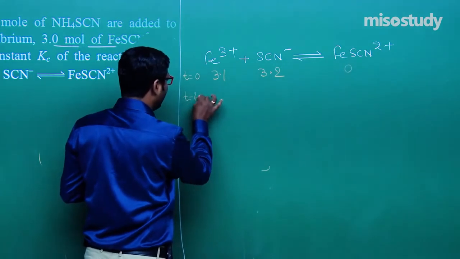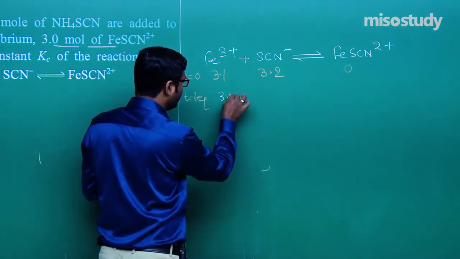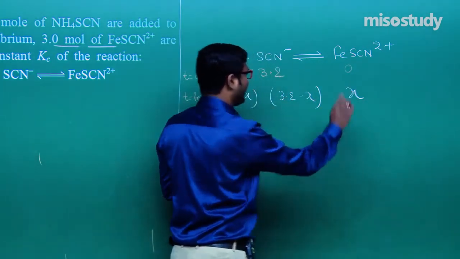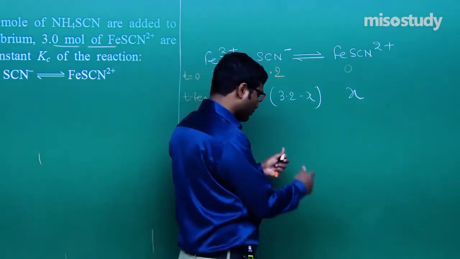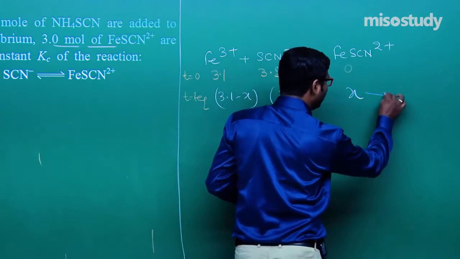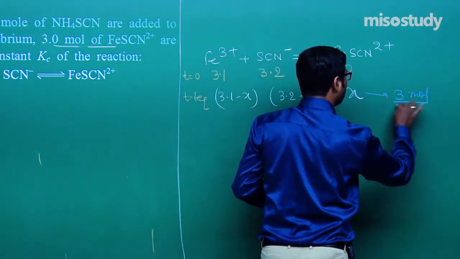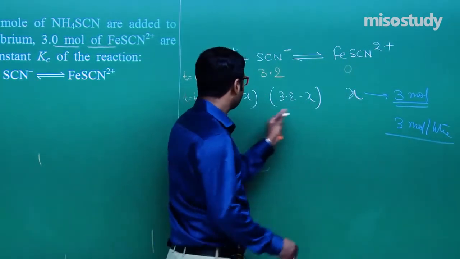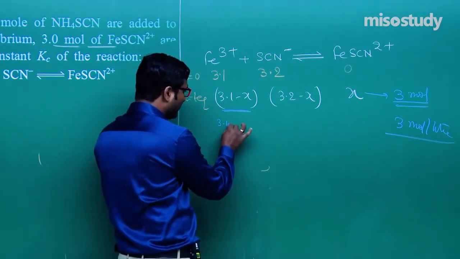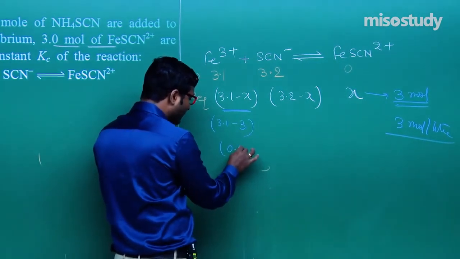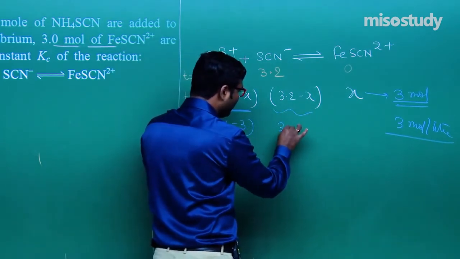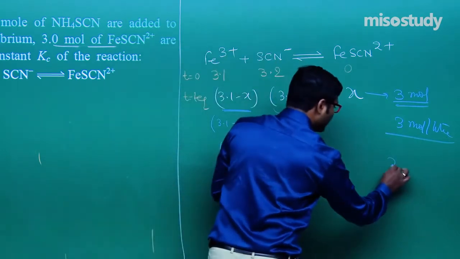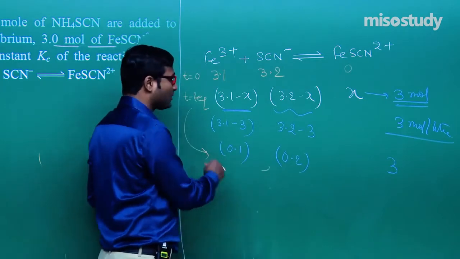At equilibrium, what will happen? Tell me. Sir, at equilibrium it can be written as 3.1 minus x, 3.2 minus x and this one is x. This is the expression. And in this question, wait for a moment, this x is given as 3 mole and volume is 1 liter. So concentration is 3 mole per liter. Clear? So what is this value? 3.1 minus 3, that is 0.1. Clear to you? And this one is 3.2 minus 3, this one is 0.2 molar per liter and this one is 3. This is the final concentration at T is equal to equilibrium.